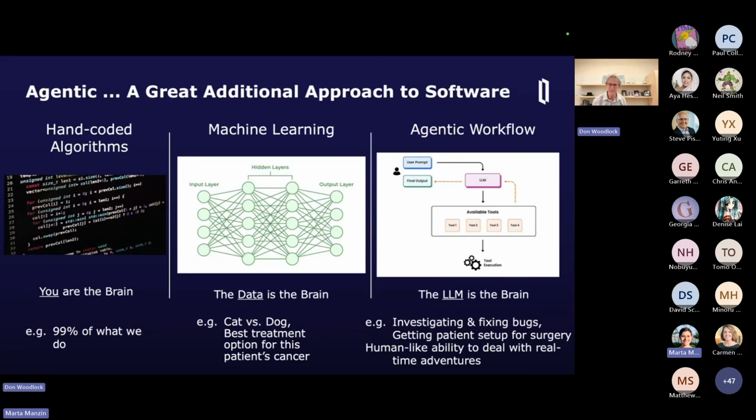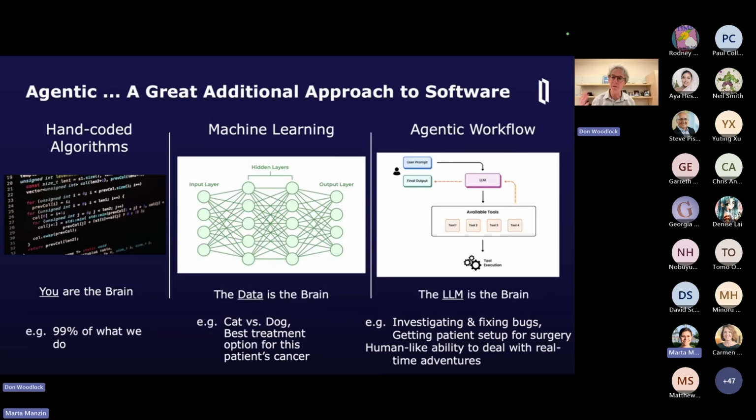Okay, so let me close in a sense by saying I think Agentic gives us additional options to solve problems for our customers. So here's one way to think about it, I guess. This first column is what we've been doing for decades, where we're hand coding algorithms. We're the brain. We listen to our customers. We kind of build a system that meets their needs. And this is kind of 99% of what we do.